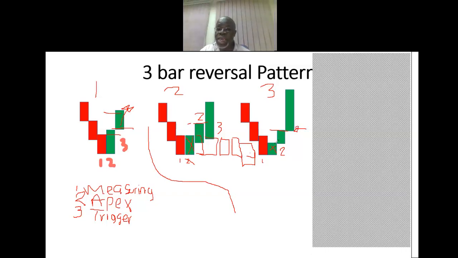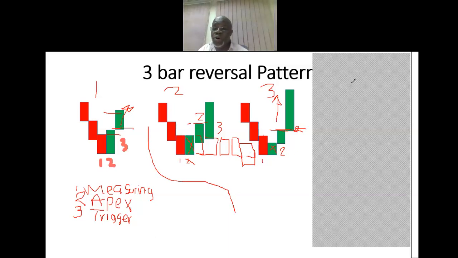So you don't enter here. Why? Because here, this candle is still bigger. So when this formation forms, you have to wait for another candle. And this candle must form and close above the measuring candle. Then your entry would be there for the long. So that's example 3.